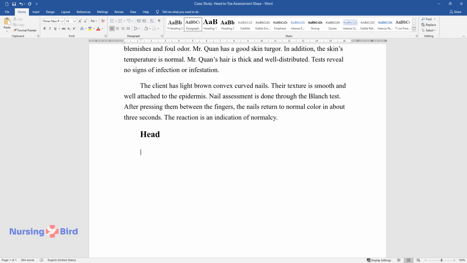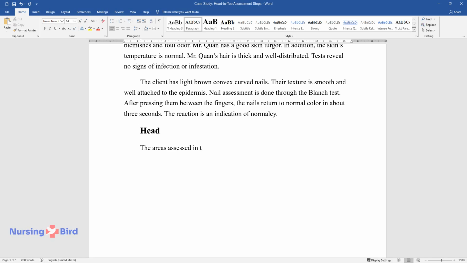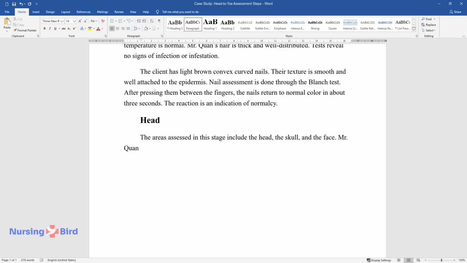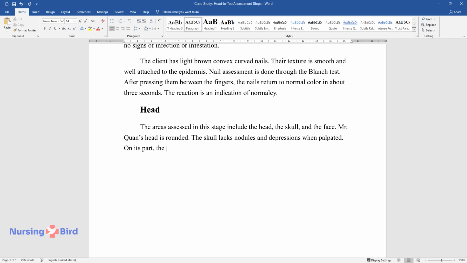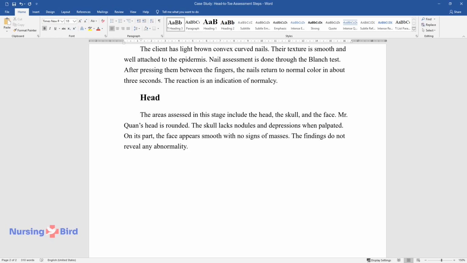Head. The areas assessed in this stage include the head, the skull, and the face. Mr. Kwan's head is rounded. The skull lacks nodules and depressions when palpated. On its part, the face appears smooth with no signs of masses. The findings do not reveal any abnormality.